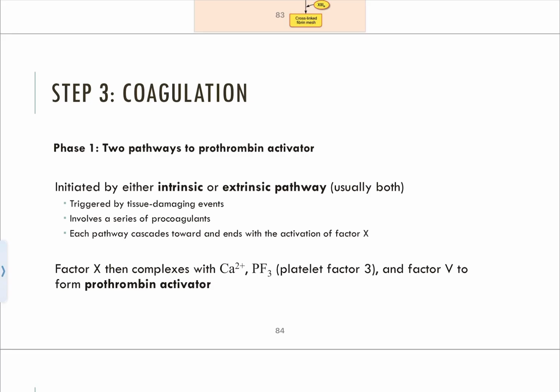Typically, both of these pathways are activated when we have some sort of tissue damage. So what would trigger it? Any type of tissue damaging events, and it involves a series of those procoagulants. Again, the whole point of both of these pathways is you'll see that they end with the activation of clotting factor X or clotting factor 10. Once we have clotting factor 10, that's going to complex with calcium, platelet factor 3, also known as PF3 previously, and clotting factor 5. Once we have clotting factor 10, 5, calcium, and PF3 together, we then form what's called the prothrombin activator.